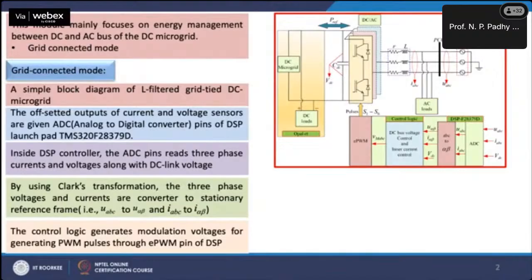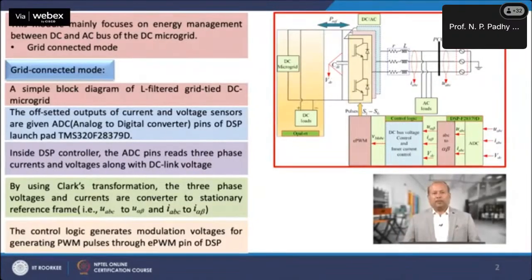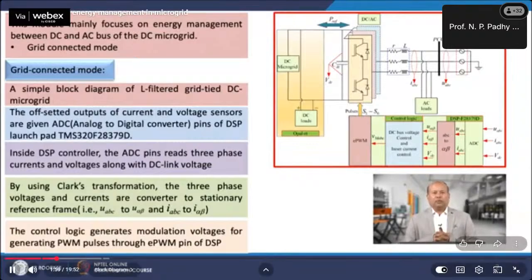This slide shows the block diagram of the L filter grid tied DC microgrid. In this slide, it is shown that the hardware test bed is developed by interconnecting various components. The AC side of the inverter is connected to the AC grid through an L filter. The point PCC shown in the block diagram forms an AC bus where the AC loads are also connected.